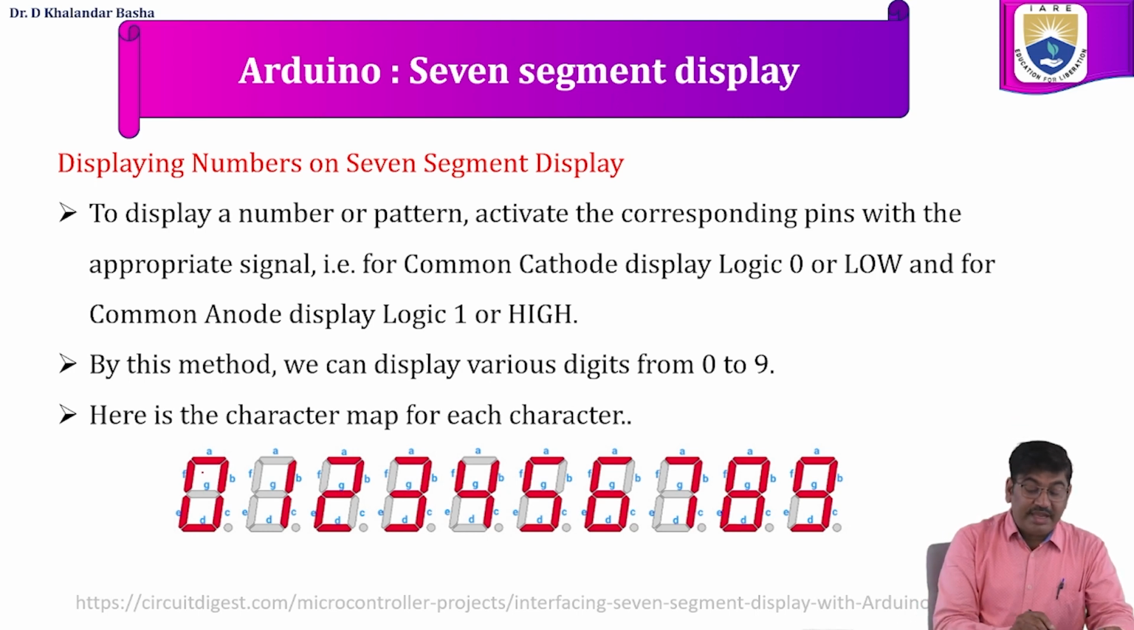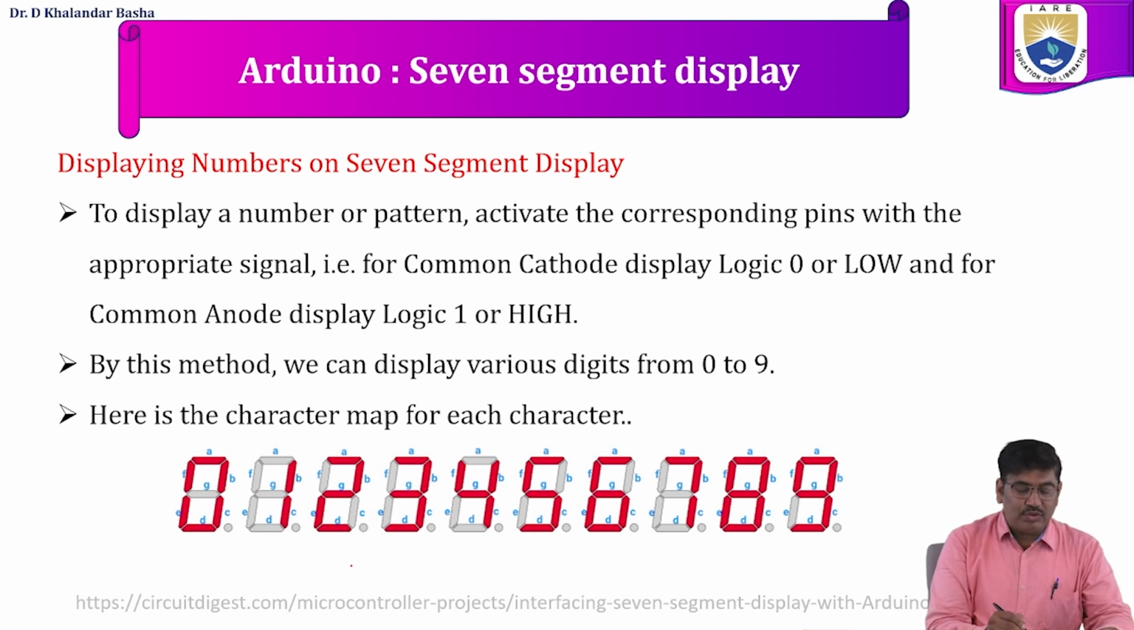Now for displaying the digit 0, if you observe the pattern, the A, B, C, D, E, F LEDs are going to be on. What about G? G is going to be in the off state. When it comes to displaying 1, here we can say the segments B and C will be in the on state and the remaining segments will be in the off state.